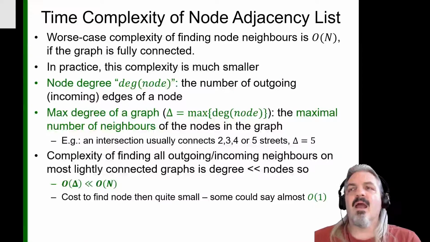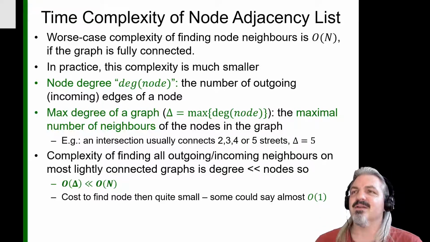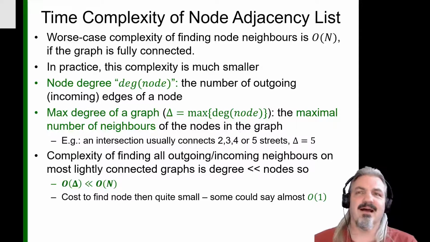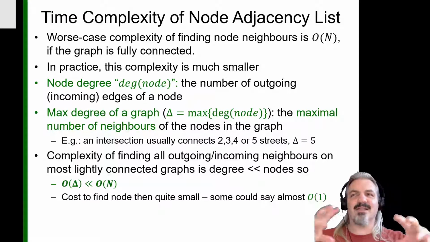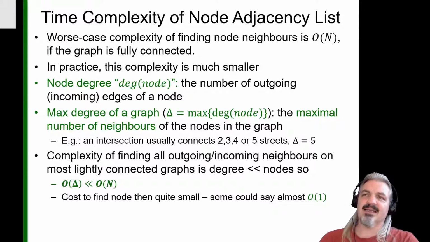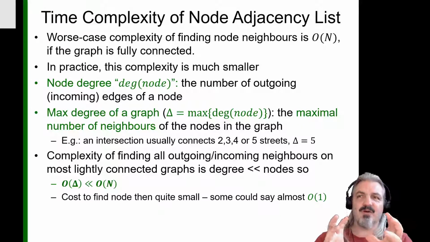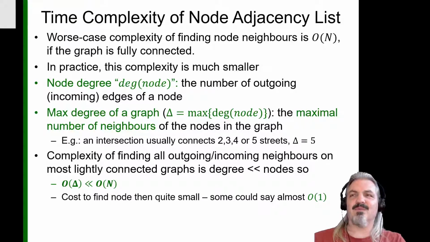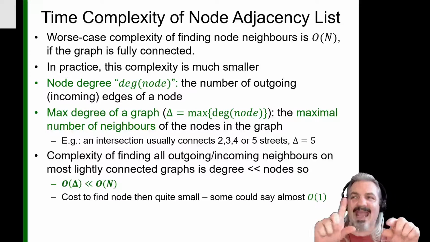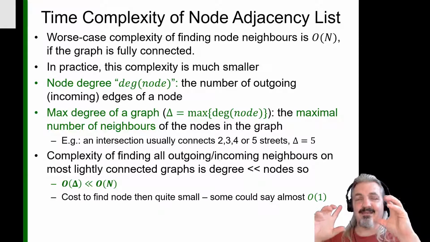Okay. Now, when we're talking about the time complexity, the worst case for finding neighbors is order n, because the graph could be fully connected. So this is kind of going into, well, what more can we think about here, right? In practice, complexity is much smaller than with a fully connected graph, and that's why we get at the degree, which is sometimes called the degree of a node. You'll see it as a mathematical phrase, which is the number of outgoing combined with incoming. The maximum degree of a graph is the big delta.